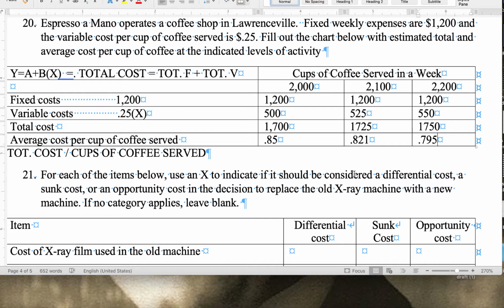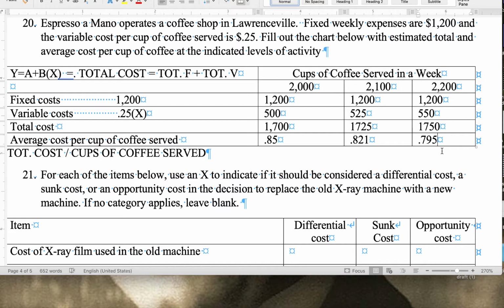Now, I want you to notice something. Look at the variable line. As activity increases, in total, variable costs also increase. Okay? They increase by 25 cents per coffee served. So there's that incremental change, right? In total, my total costs obviously are going to go up as activity increases. Now let's look at the average cost per cup of coffee. It goes down. It costs me less to serve more cups of coffee.